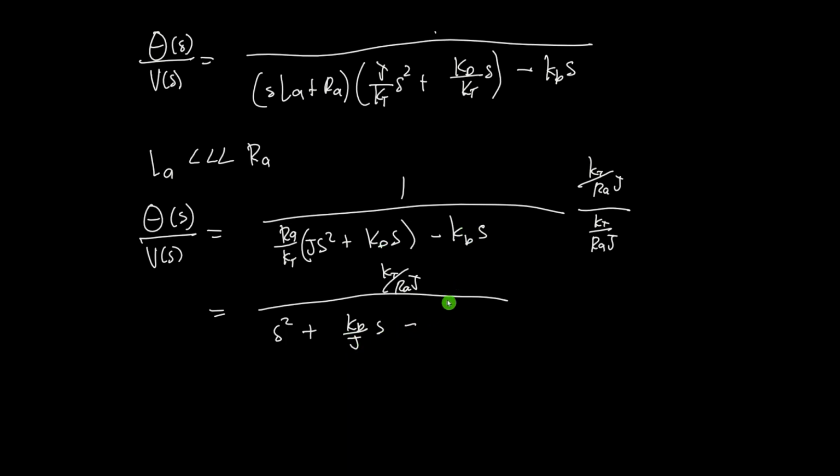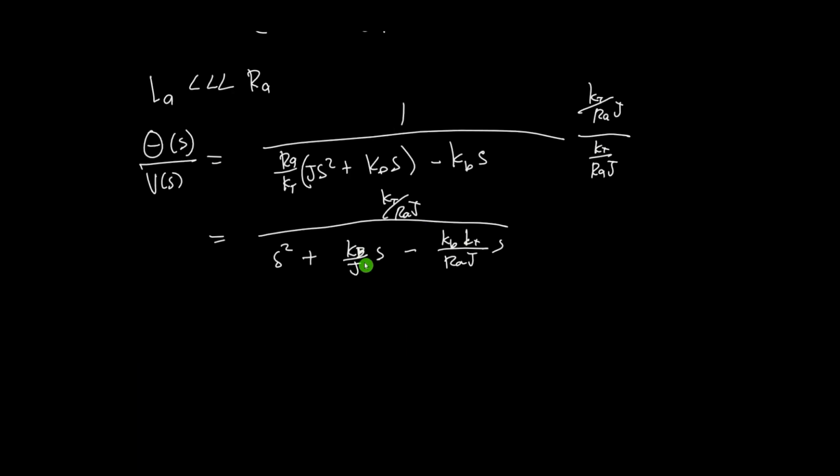Then minus this one will be KB. Is this KB or KD? It's KB. Here, this is KD. This is KB times KT all over RA times J times S. Then we can just add this or subtract this. To simplify further, we can also factor out 1 over J here, and factor out S.